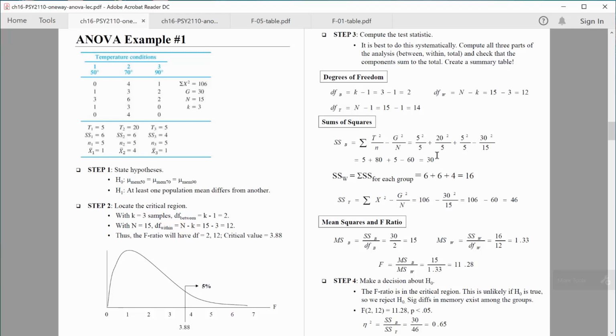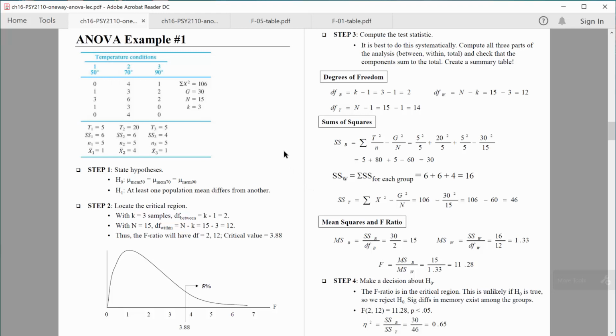65% of the variability in the memory scores. So 65% of the variability that I see in these scores can be explained by which room they were in. So of course, the more variability I can explain by the temperature of the room, the stronger the effect of the temperature of the room. And that's actually a relatively large effect size.